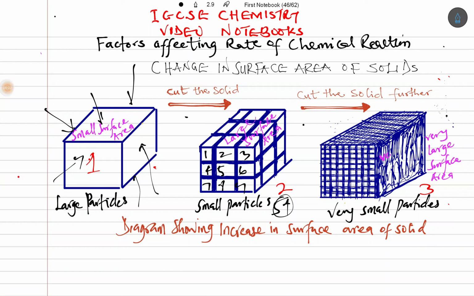This is a continuation of Unit 6 of Cambridge IGCSE Chemistry, Rate of Reaction. Today we'll be looking at another factor affecting the rate of chemical reaction, which is the surface area of solid. Change in surface area of solid.